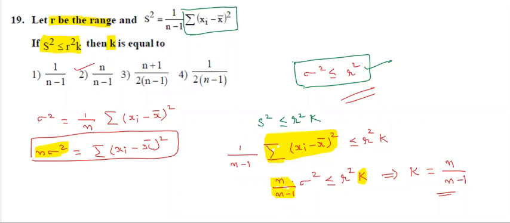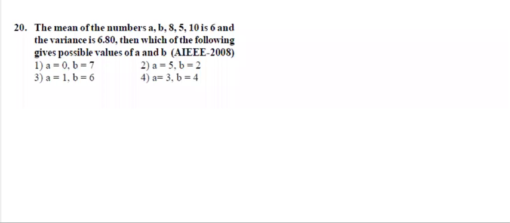This is the answer. Which option is correct? Second option. But remember it, R is the range of S square. Here, sigma square is less than or equal to R square. Use this condition or directly you can compare, no problem. Because 10 sessions are conducted now.